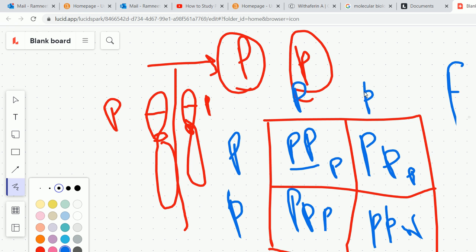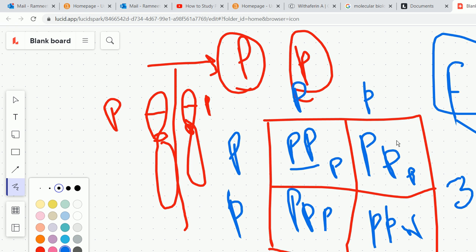So in the F2 generation, the phenotypic ratio is going to be 3:1. Three plants with purple flowers, and one plant with white flowers. This is the phenotypic ratio.